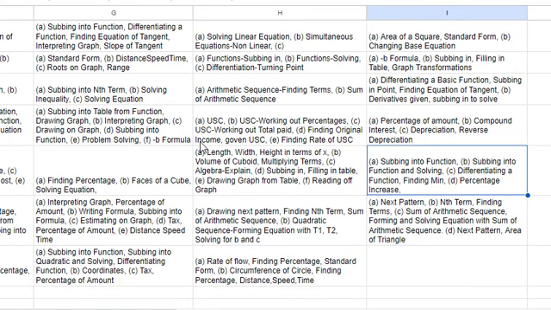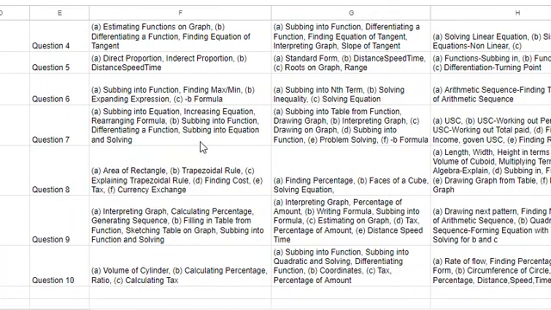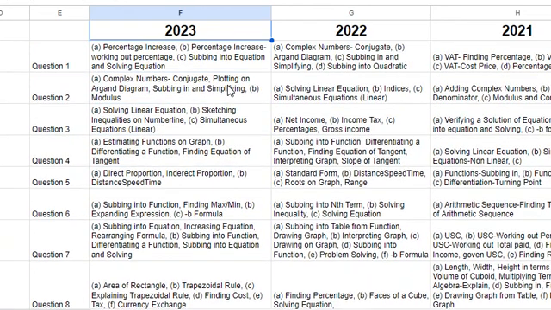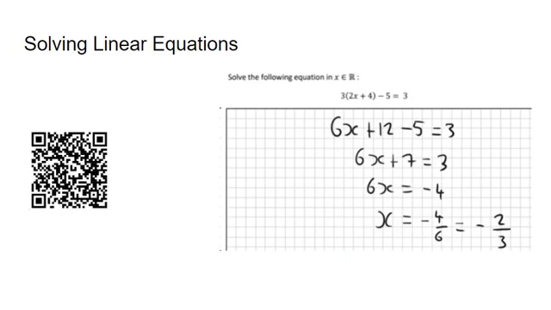So it's a really important skill to be able to do, is just be able to move the x's to one side, or whatever variable it is, and numbers to the other side. Know that you're doing the opposites on both sides of the equation.